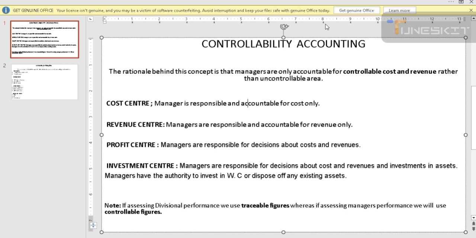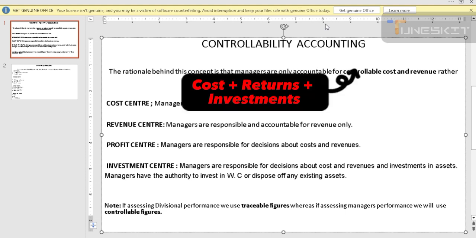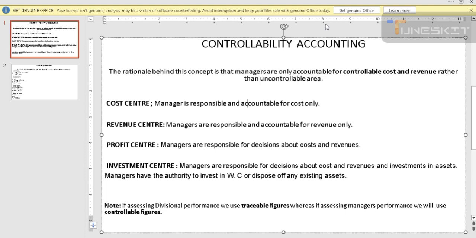And the last, and it's highly important as well, investment center. An investment center is a center in which managers are responsible for decisions about cost and revenues and investment in the business. Managers have authority to invest in working capital or dispose of any existing assets. It's highly important to recognize that investment center managers have a higher authority in terms of investment in working capital, or disposing of any existing assets.